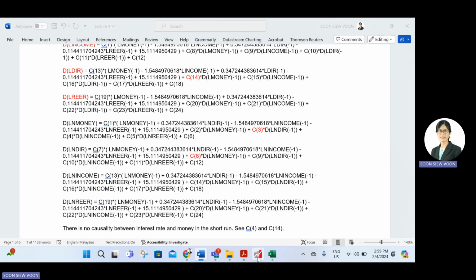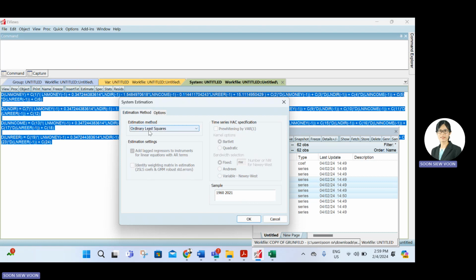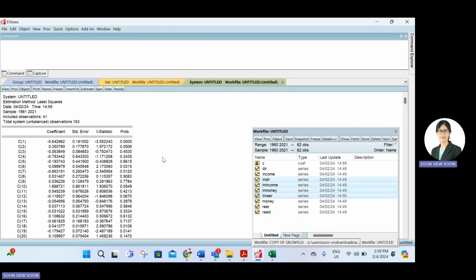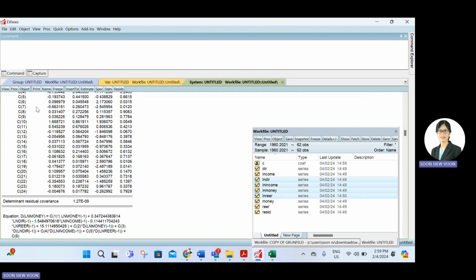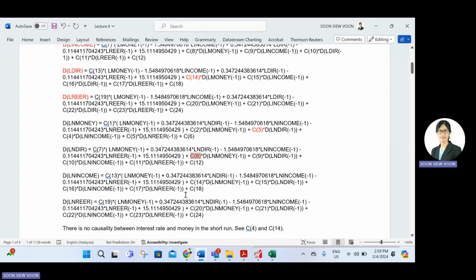Okay, so I go to the estimate just now and then click OK. When you scroll down, there are a lot of methods here. I use OLS, then you click OK. Once you click OK, you can see the coefficients range from C1 up to C24. Then you ask what coefficient 24 stands for. Actually, coefficient 24 stands for the constant in the exchange rate equation.